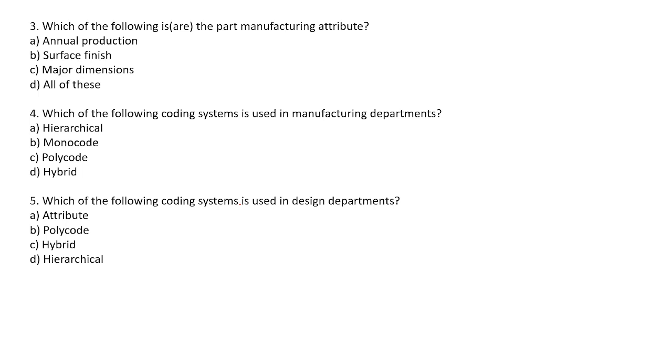So among the options given, surface finish we have seen is a part design attribute, and major dimensions also we have seen are a part design attribute. The remaining ones, annual production, machine tools, operation sequence and batch size, are part manufacturing attributes. So among those four options, annual production will be the correct answer.